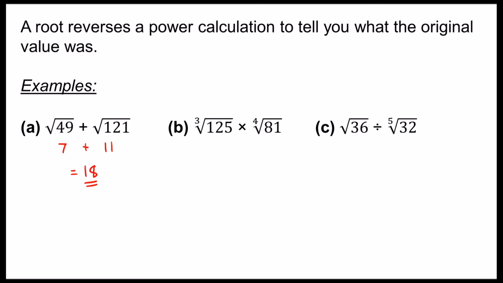In my second example, I'm asked to work out the cube root of 125 times by the 4th root of 81. I know that 5 cubed is 125, and I also know that 3 to the power of 4 is 81. So what I need to work out is 5 times 3, which is 15.